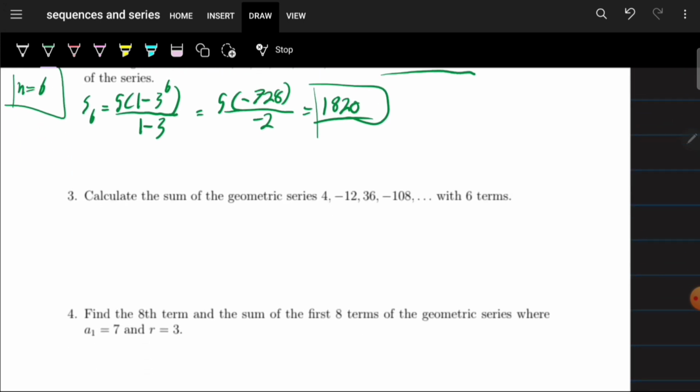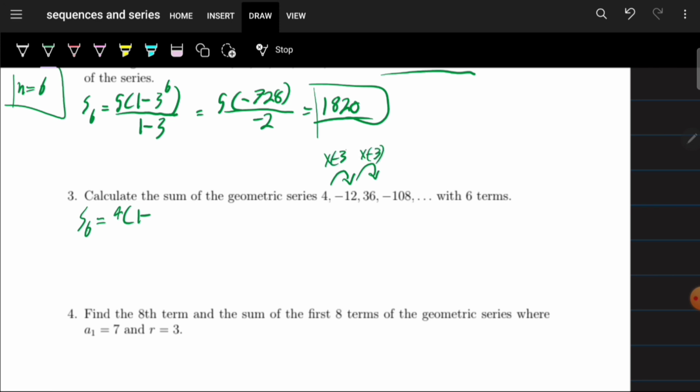Okay, let's have a look at the next problem. It says calculate the sum of the geometric series with 6 terms. Okay, so they tell us how many terms they want the sum of, so we can just simply say S6 is equal to the first term, 4, times 1 minus, what's the common ratio here? Well, in order to go from 4 to negative 12, you have to multiply by negative 3, so times negative 3. And in order to go from negative 12 to positive 36, again, we can see we multiply by negative 3, right? Negative times a negative makes a positive here. Okay, so hopefully that's clear.